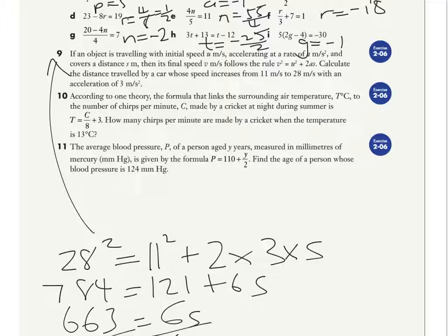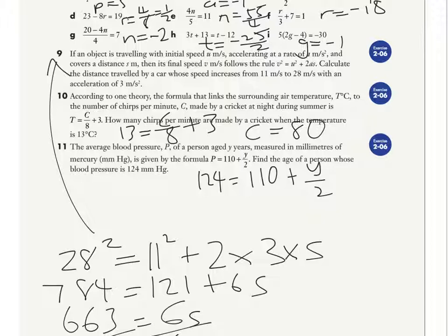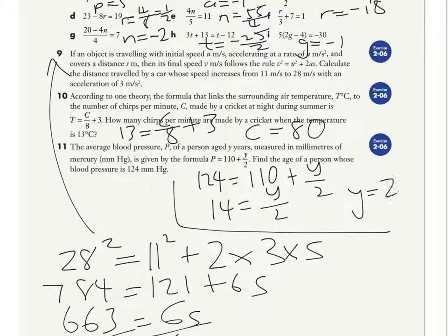Okay, so with 10, T is 13, we don't know C, plus 3. So take away 3 from both sides, and you get 10, times by 8, and you get C equals 80. 11, okay, P is 124, so we don't know Y. Take away 110 from both sides, and you get 14, times by 2, and you get Y equals 28.